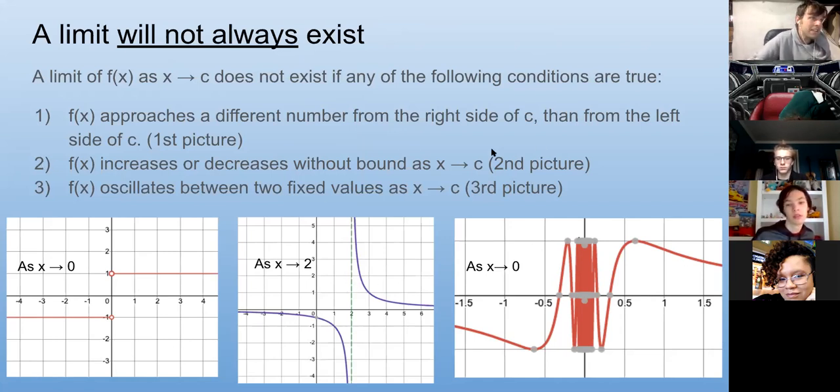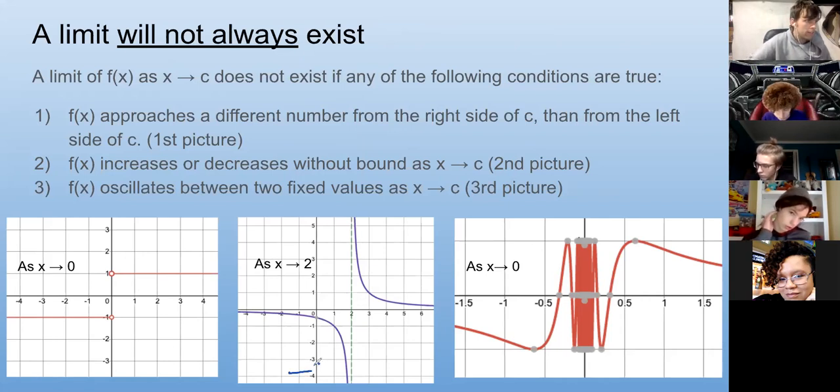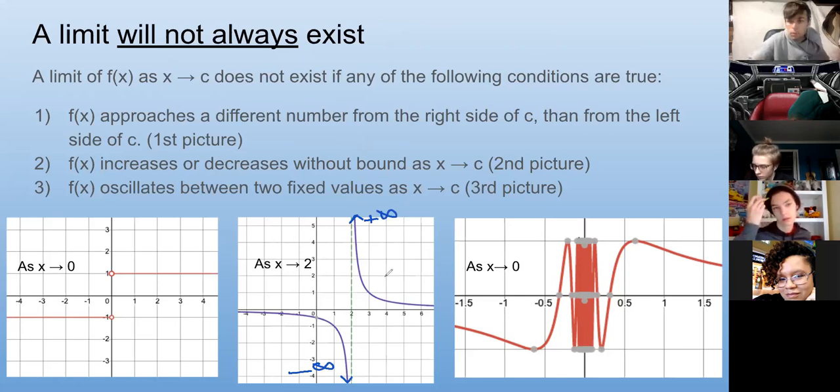The second option is if it increases or decreases without bound, meaning it just goes up to infinity or down to infinity. We also say that the limit does not exist, so that's right here. If we think about as it approaches 2, if we go from the left side, it's going down to negative infinity over here, right? It's going down forever. And on the right side, it's going up forever to positive infinity. Technically, these are also different numbers, so we could almost use the same reason as number 1.